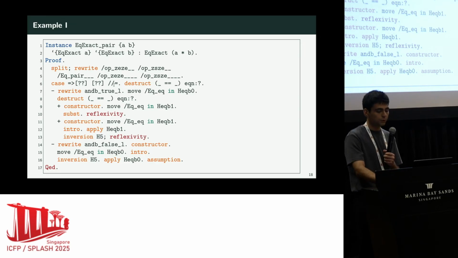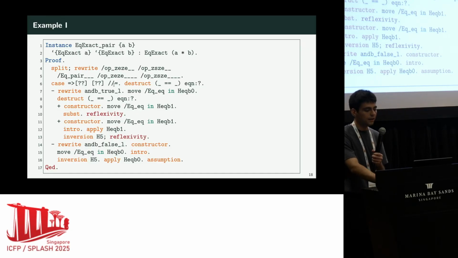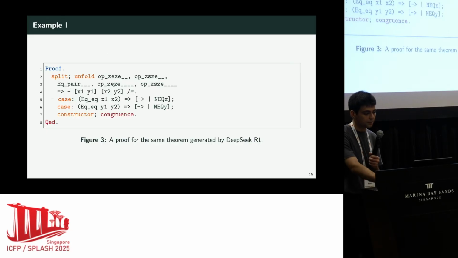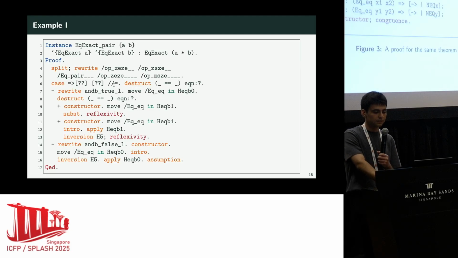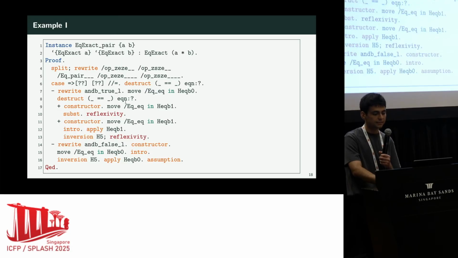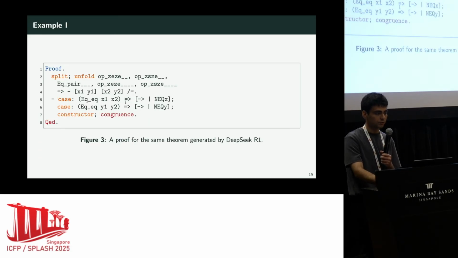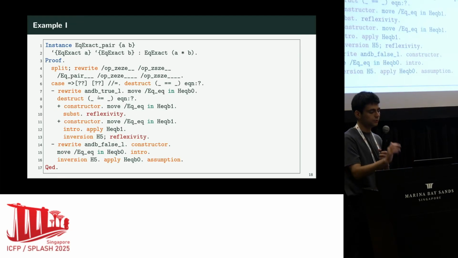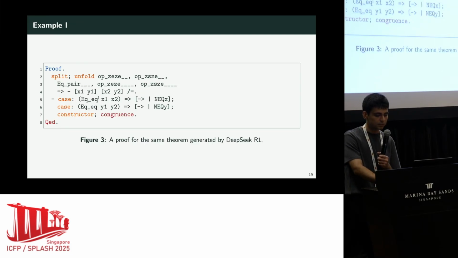This is the original human proof found in hs-to-coq, and this is a proof generated by DeepSeek R1. What is really surprising is not just that it's shorter, but that it has chosen to do the case analysis on propositional equality, x1 equals x2, rather than the boolean equality. So it is taking a different approach, and the LLM doesn't know the original proof. We did not give the proof to the LLM. It's just making the proof smarter in this case, and this was really surprising to us.